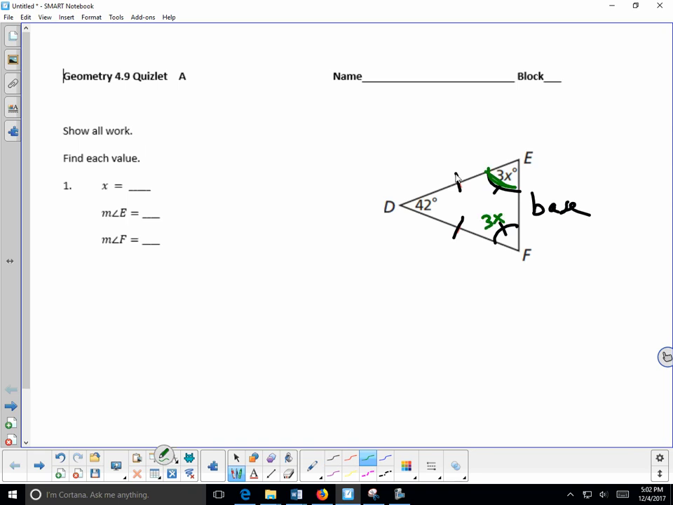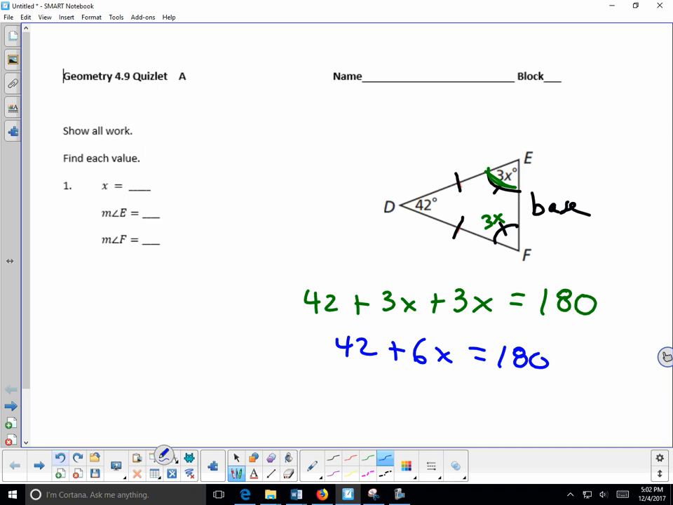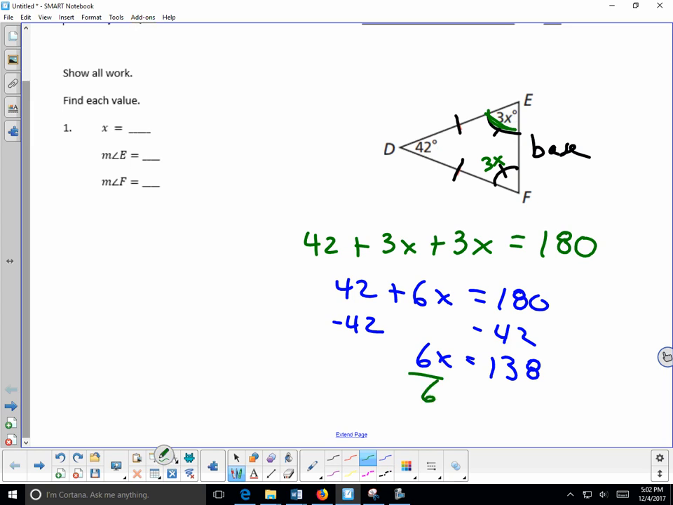so this angle here has to be 3x also. So by the triangle sum theorem, 42 plus 3x plus 3x is going to have to add up to 180. First of all, lots of people thought that 42 was going to be congruent to 3x, but those are not the base angles. So when we solve this, we get 42 plus 6x equals 180. Subtract 42 from both sides, and you get 6x equaling 138. And then if you divide both sides by 6, you end up getting x equals 23.